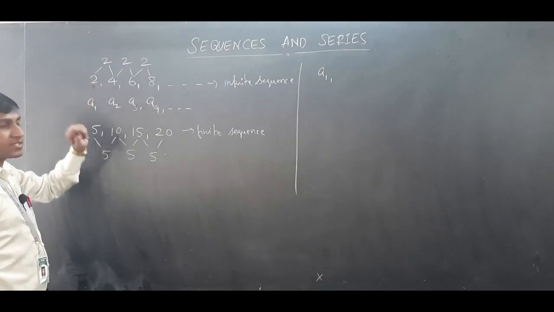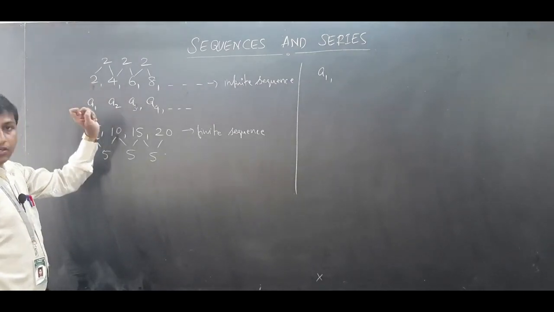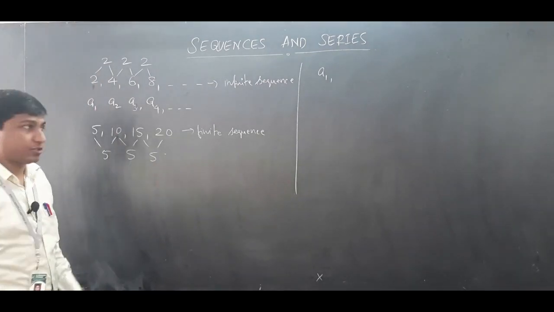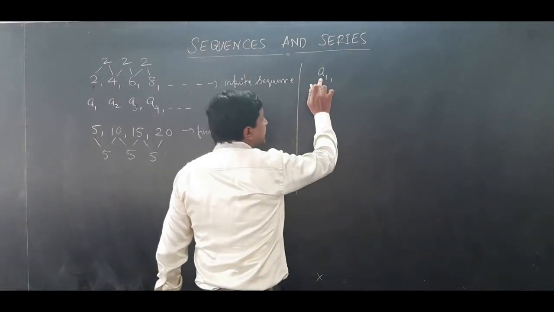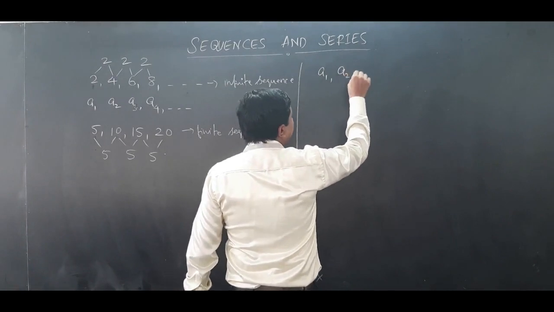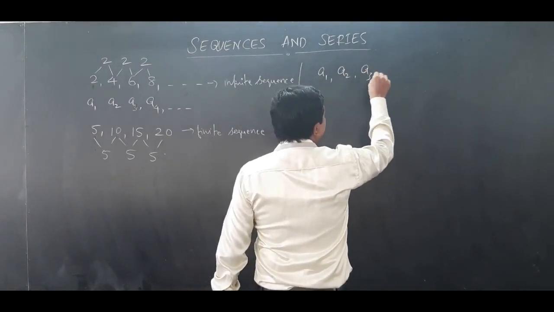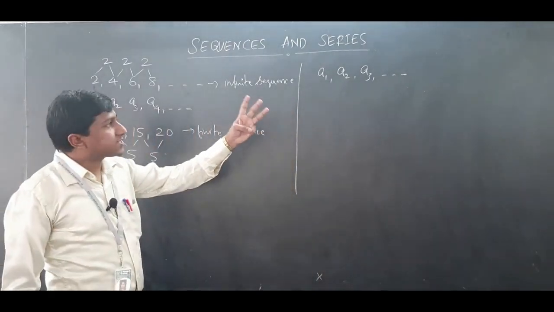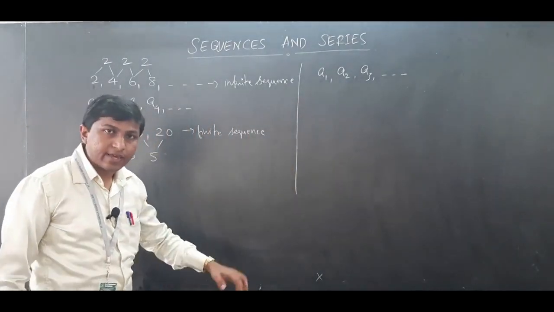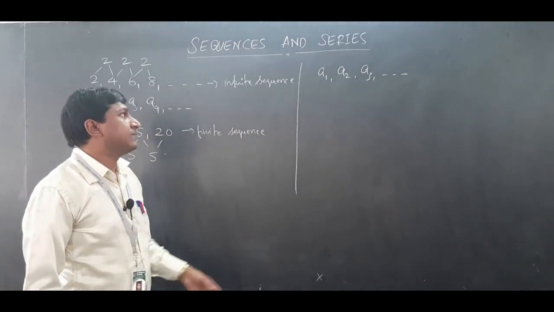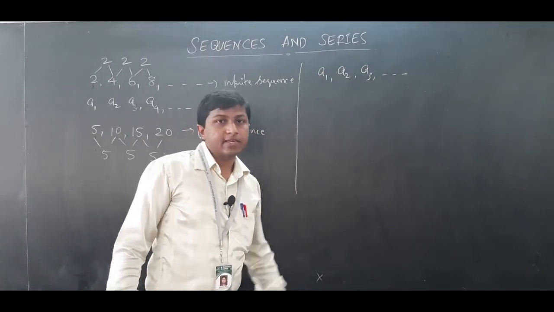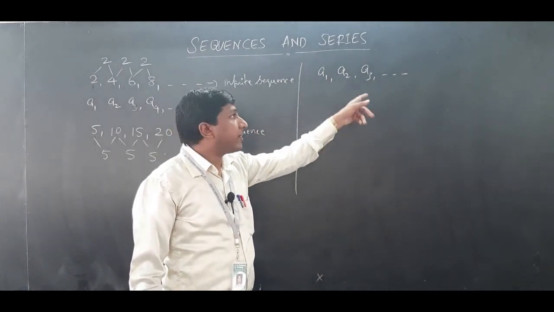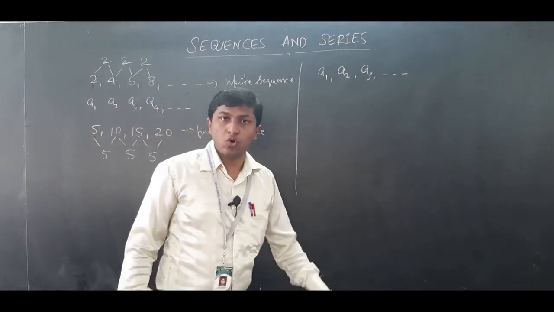First term, after the first term, I use a comma and I write the second term. Then again I use a comma and I write the third term. So I write it as A1, comma, A2, comma, A3, comma, so on. So the 3 dots represent that it is an infinite sequence. So any general sequence, we can write it to be A1, comma, A2, comma, A3, comma, so on.